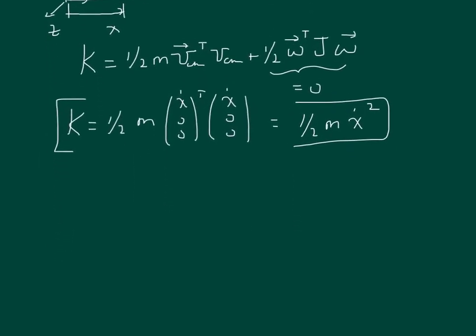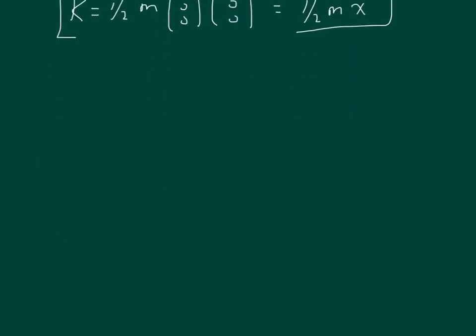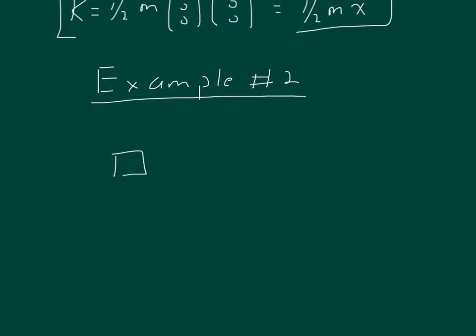Okay, so let's do another example. Example number 2. So in this case, suppose we have mass 1 and mass 2, and they're sliding on a surface, again in a planar direction.